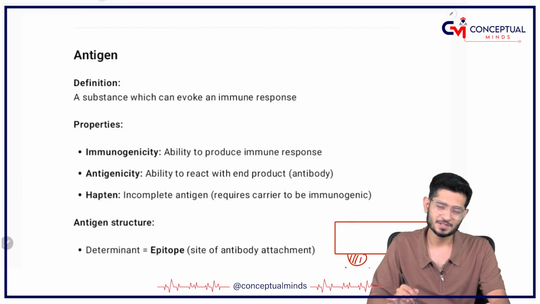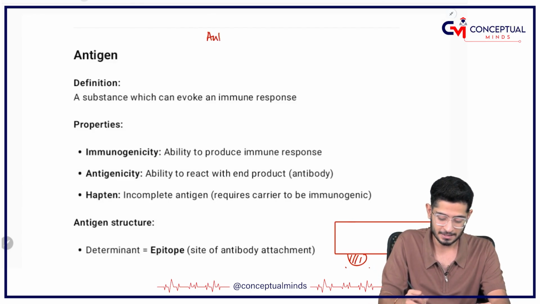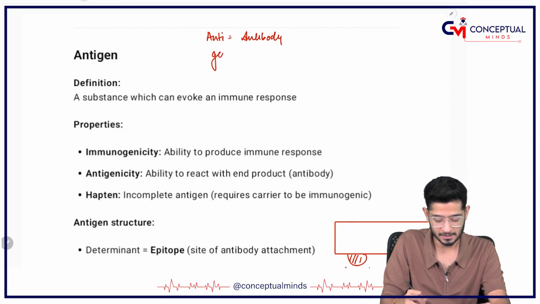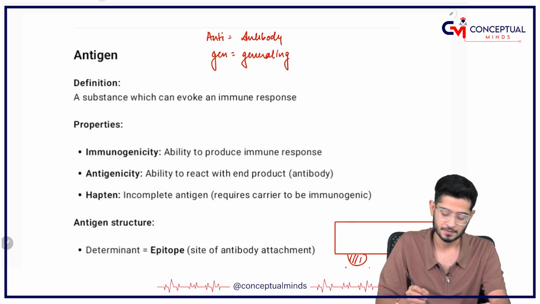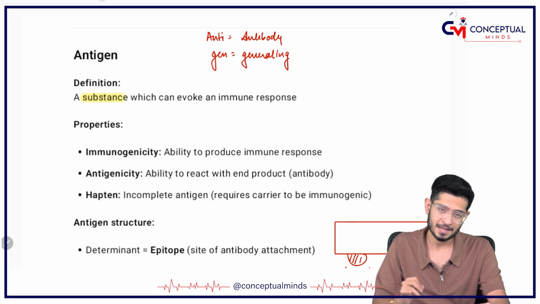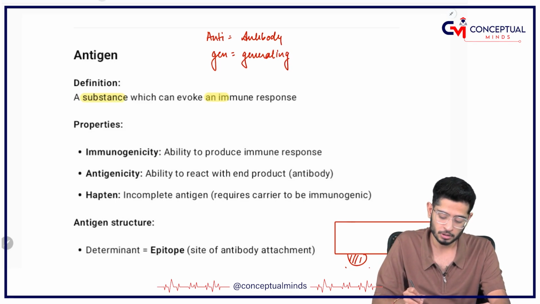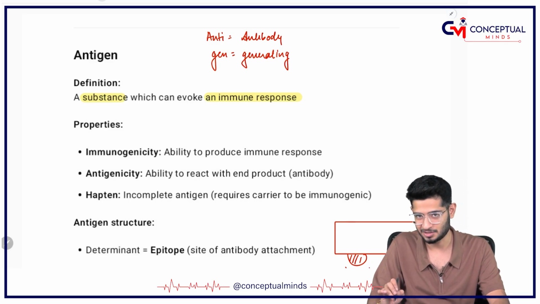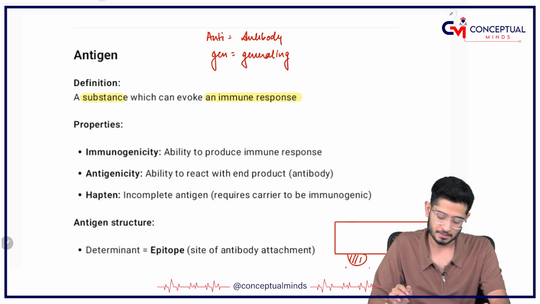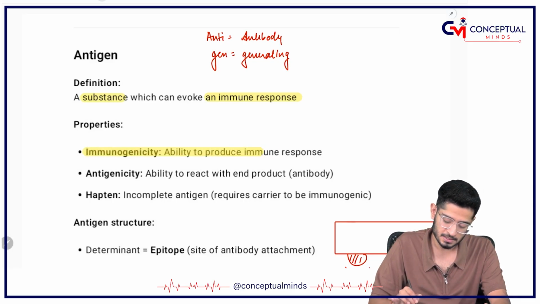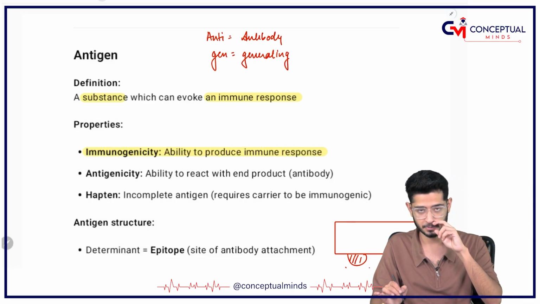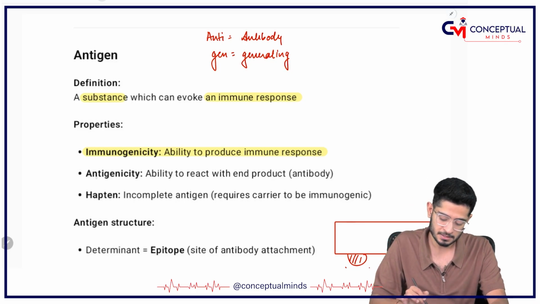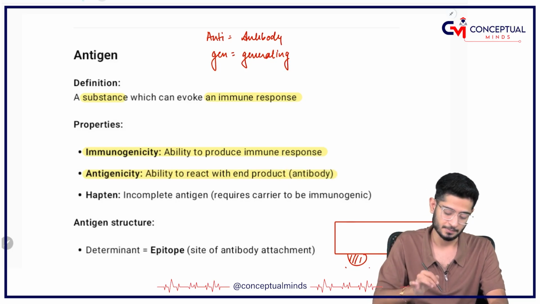Antigen, as the name suggests: anti means antibody and gen means generating. So any substance which has the property to evoke the immune response is called an antigen. Please understand what immunogenicity means: the ability to produce the immune response. And antigenicity means the ability to react with the end product, that is the antibody.